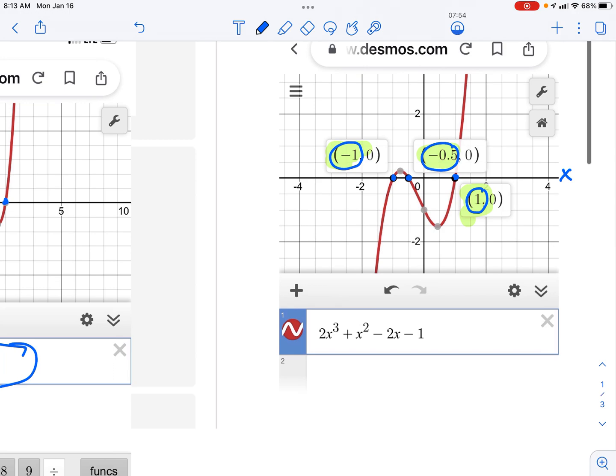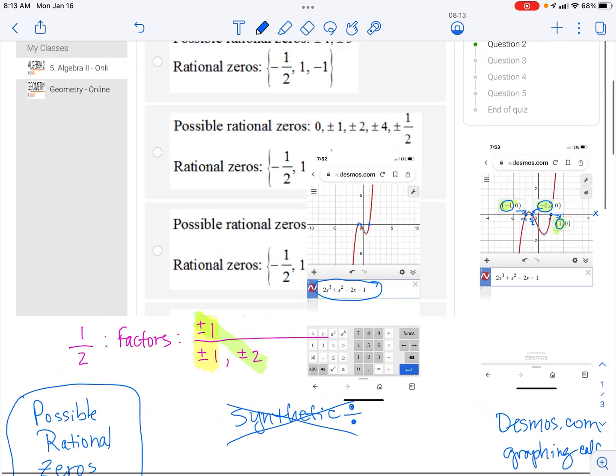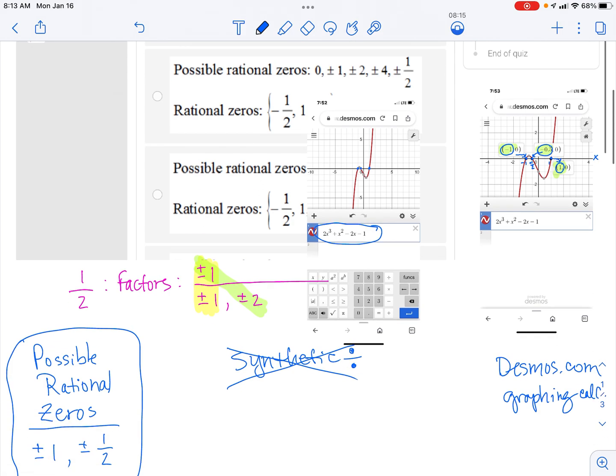You can see that this is negative 1 right here. This is negative 1/2. And this is 1. This one goes to this point, this one goes to this point, and this one goes to this point. So those 3 out of the 4 possible ones that we had discovered are actually the rational zeros.